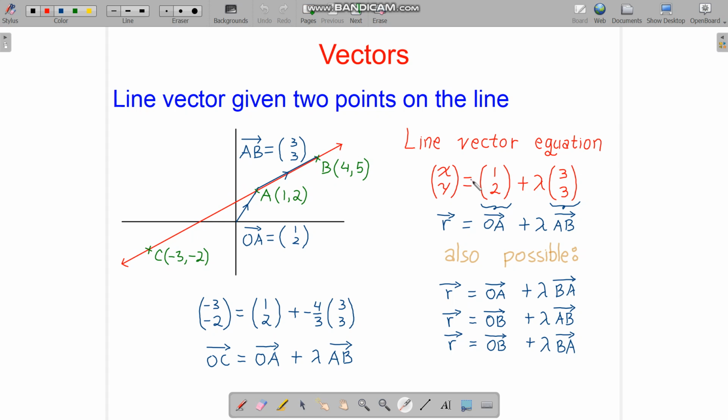So this is a line vector equation, right? So we use the letter r. We need some point and some direction. Also possible, you can use point B, and you can also use the direction from B to A.